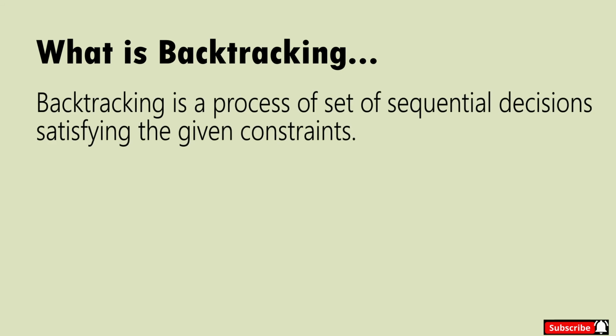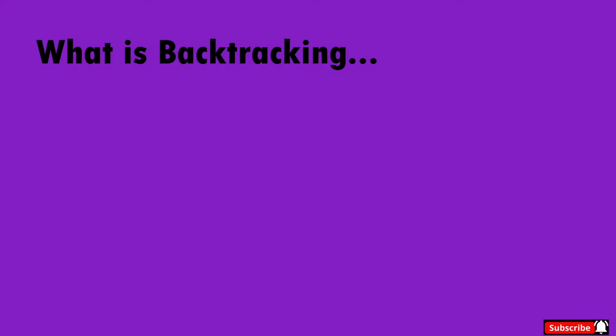Backtracking is a process of a set of sequential decisions satisfying the given constraints. At each stage i, we need to make a decision di without knowing whether the decision will give us the final solution or not. Once we understand the decision taken at stage i will not give the solution, we need to go one step back and test for other possibilities of decisions. This process of moving back is called backtracking. I know you understood nothing. Let me give you a metaphor.